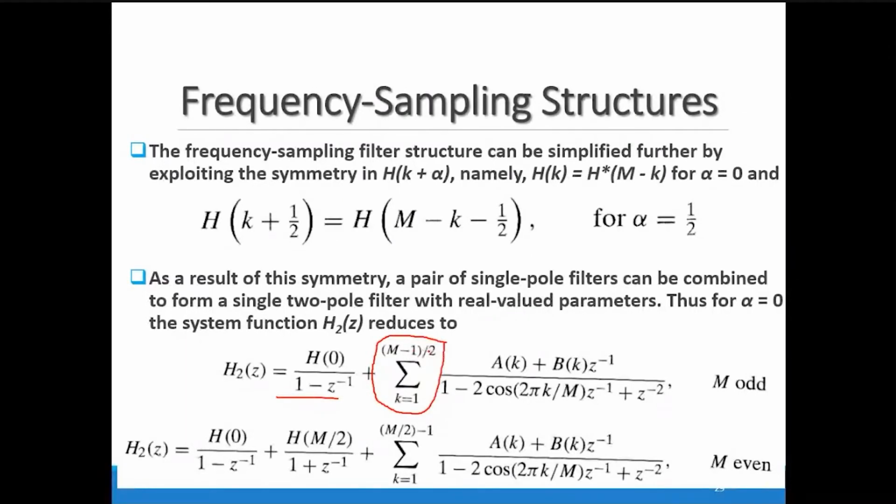For example, I am taking the odd value, that is 31. So 31 minus 1 is 30, divided by 2 is 15. So now your filter will have k equal to 1 to 15, instead of k equal to 1 to 16. The first coefficient, the 0 coefficient, is placed over here and the remaining 15 coefficients at this place. This is what happens when you take the m value odd.